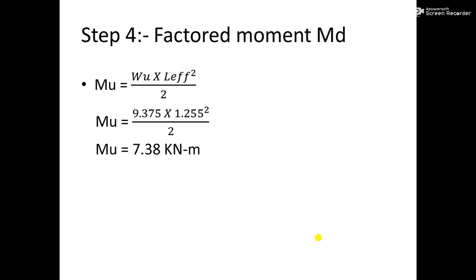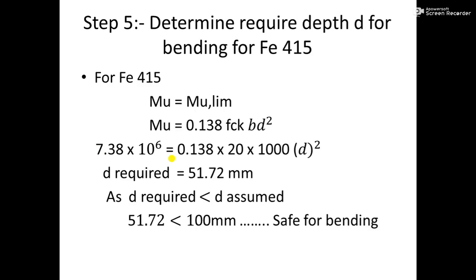So factored moment acting on the cantilever slab, that is Mu, is given by WL square by 2, that is ultimate load 9.375 into 1.255 square divided by 2, that is 7.38 kilonewton meter, that is 7.38 into 10 to the power 6 Newton mm, the ultimate moment acting on the cantilever slab. For this ultimate moment we have to calculate the depth required.